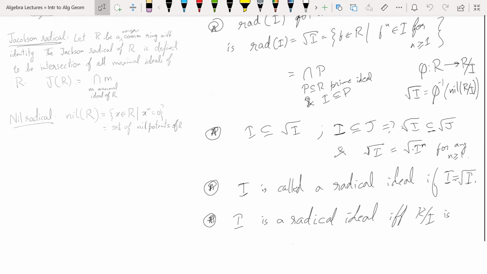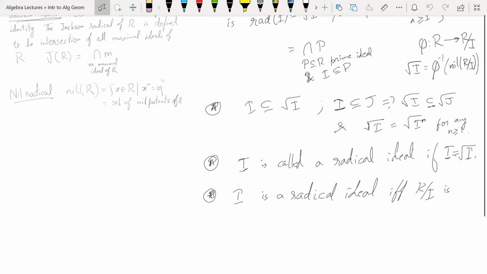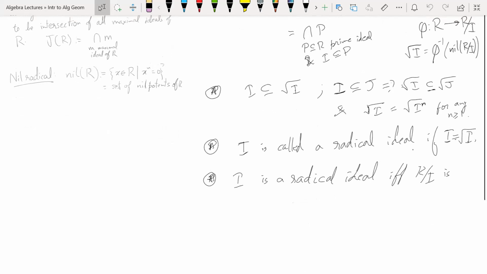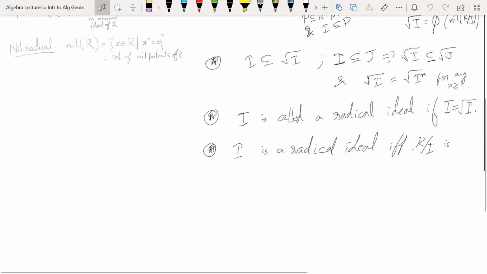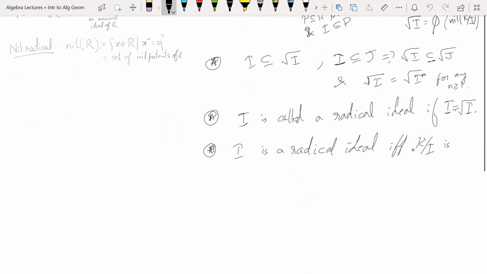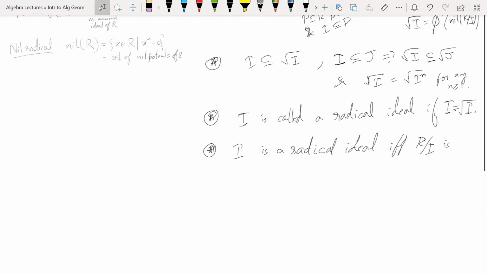Some observations: I is always contained in the radical of I. If I is contained in J, then the radical of I is contained in the radical of J. And the radical of I is equal to the radical of any power of I. These are some obvious facts. I is called a radical ideal if I equals the radical of I, so that if you take the radical, you don't get anything bigger. And I is a radical ideal if and only if R mod I is reduced.